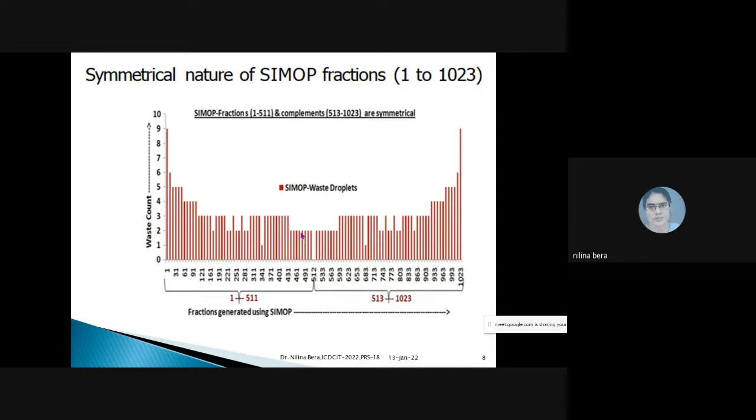So if it's 1024, that means I can create all the fractions 1 to 1023, and then I can even cut it into two different sets, 1 to 511, and then the complements are there in 513 to 1023. Here I have plotted and checked all the fractions within 1 to 511. They perform the same way, and basically the complementary fractions perform in a symmetrical way. So fraction 1 has the complement 1023, and fraction 511 has the complement 513. They are basically performing in a symmetrical nature.